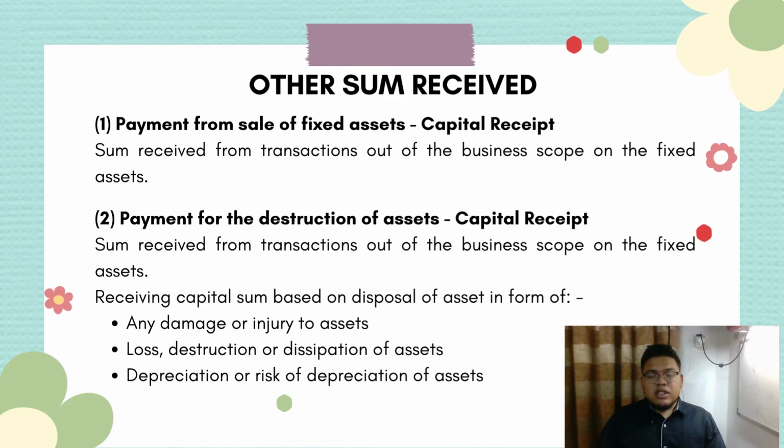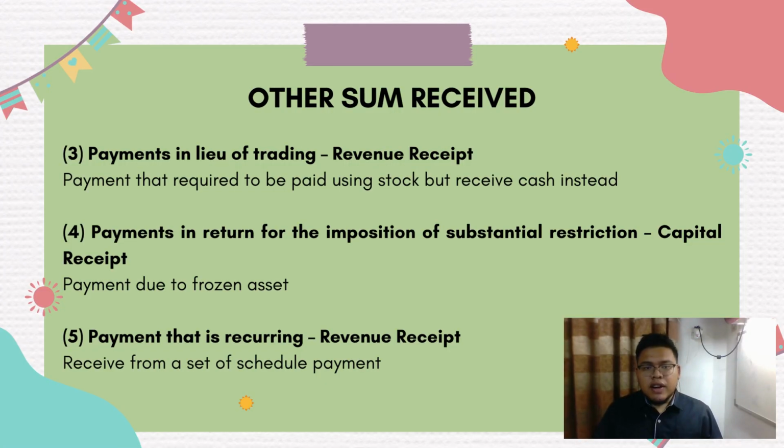There are also other receipts that need to be treated as capital or revenue receipts, such as the payment from the sale of a fixed asset, which is a receipt from a transaction outside the business scope on the fixed asset. So it needs to be treated as a capital receipt. Other than that, there is also payment for the deduction of asset, which is a capital receipt. The definition of this is a sum received from a transaction outside the business scope on the fixed asset, such as any damage or injury to the asset, loss or destruction, depreciation or risk of depreciation of the asset. There is still another sum received.